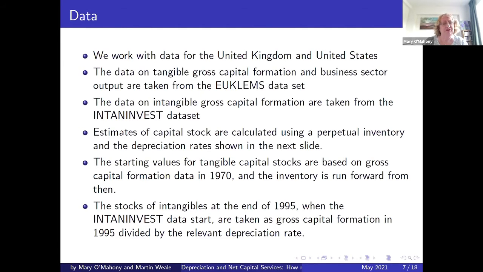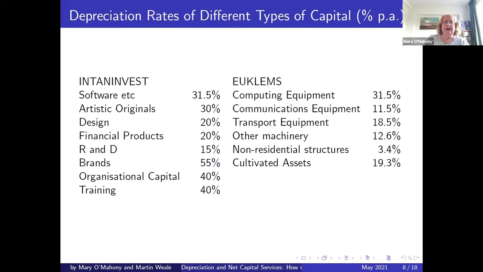Now, again, there are some consistency issues with old and new versions of EU CLEMS. But generally, I think the starting values for the tangible capital stocks, because we go back a long way, have very little impact on the period we're looking at, which is from the mid-1990s. When we come to the stocks of intangibles, they only start in 1995, with the Intan Invest data period, and I'd like to note at this stage that our estimates do depend quite a lot on the assumptions you make about the starting capital stock. We're using a formula that's used in much of this work, taking the starting period investment and dividing by the relevant depreciation rate.